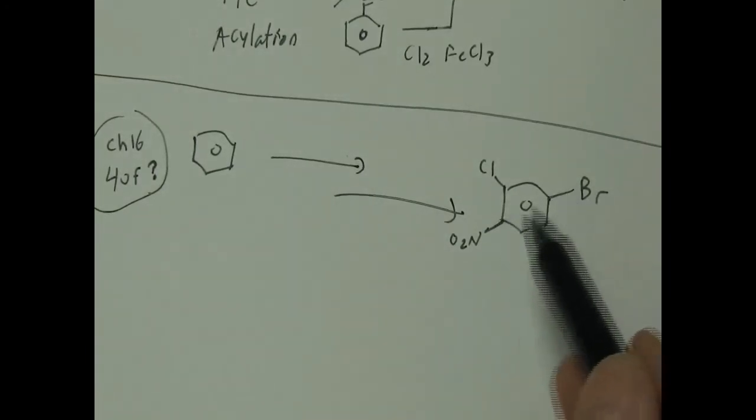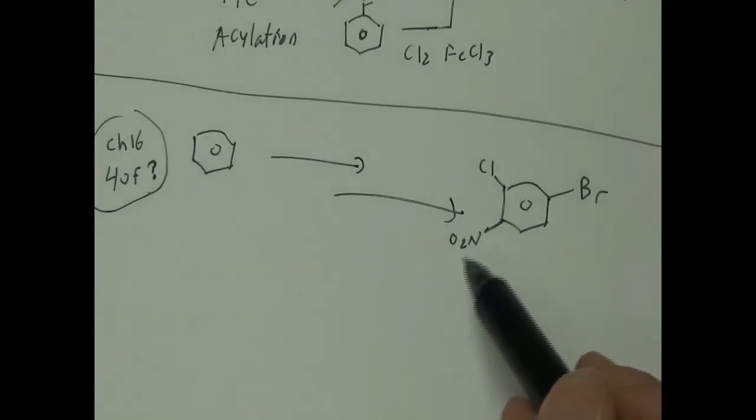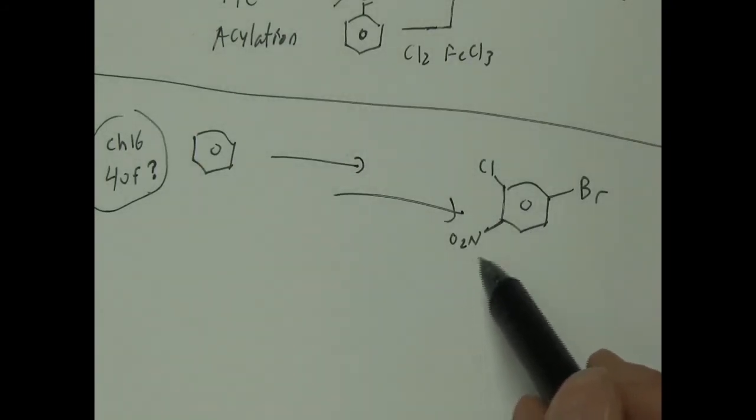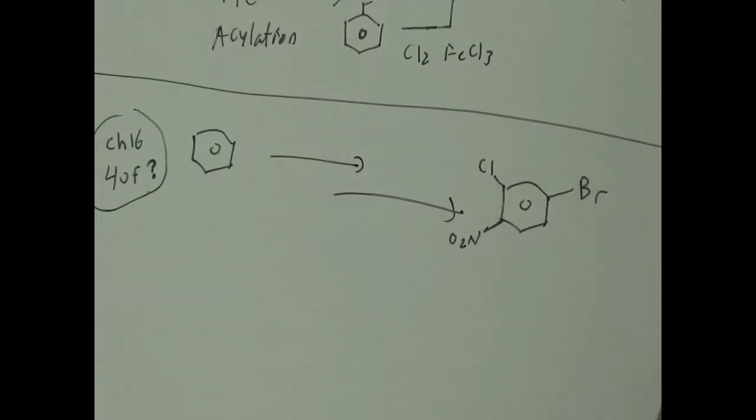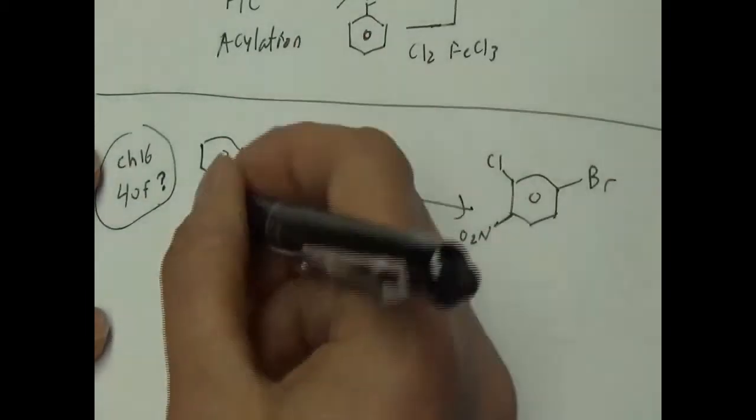There may be other ways to do this, but I think the easiest thing to do is just attach the nitro, and then we can worry about the chlorine and bromine. So I'm going to try going in the forward direction.